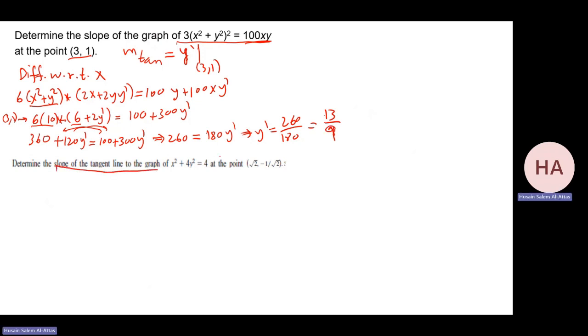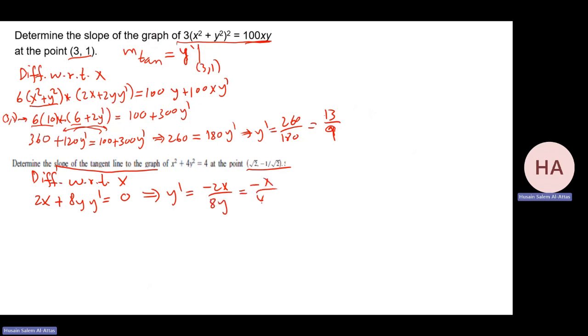Determine the slope of tangent line at this point, same idea. Let us do it. That will be easier. Maybe it should be a good idea that I start with this one, not with these two. But it's the same idea. Differentiate with respect to x. You have 2x plus 8y prime equals 0. So I have y prime equal minus 2x over 8y, and that will be minus x over 4y.